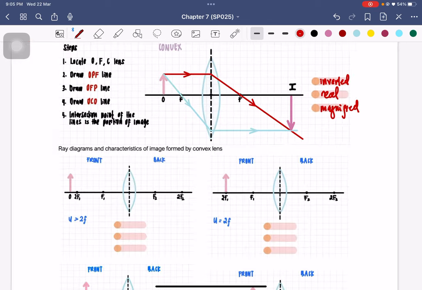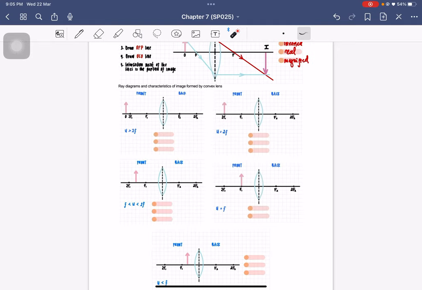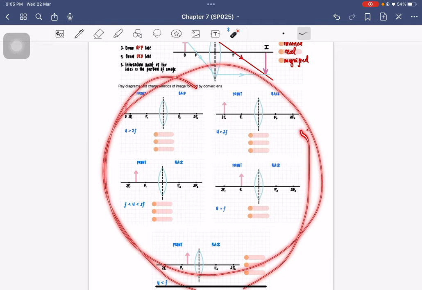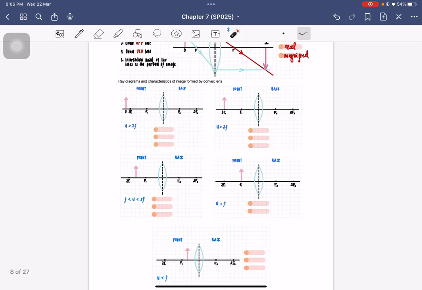Your characteristics are based on your drawing. If there is no drawing, it is based on the magnification and the image. So this is the ray diagram for a convex lens. Again, you have to do this one yourself, and also list down the characteristics that you can see from the image.